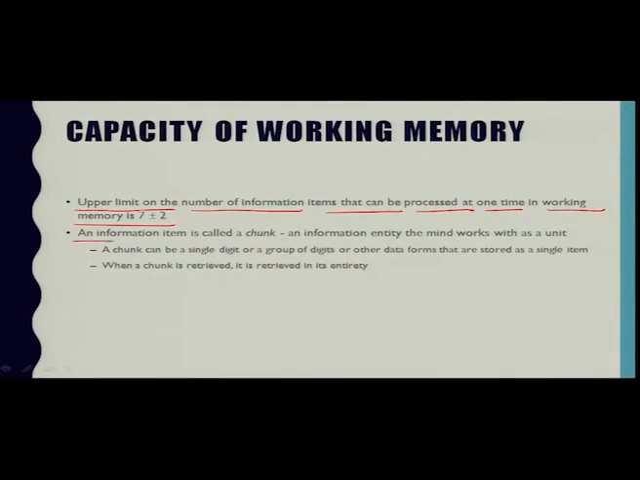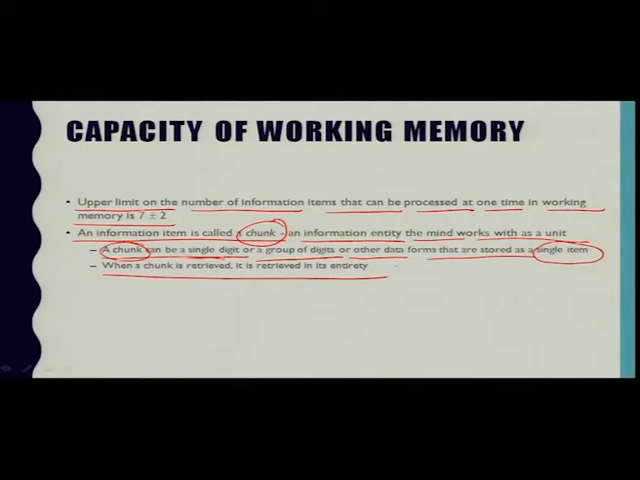That information item is called a chunk. A chunk is basically an information entity that the mind works with as a unit. The unit can be a single digit, and that unit is called a chunk. Wherever we note an information item, we call it a chunk. A chunk can be a single digit or a group of digits or other data forms that are stored as a single item. Whether it is a single digit or multiple digits, if you treat it as a whole as a single piece of information, we call that single unit a chunk. When a chunk is retrieved, it is retrieved in its entirety.